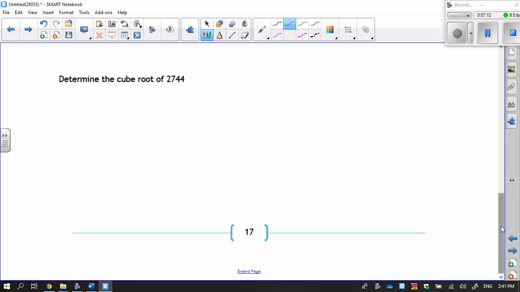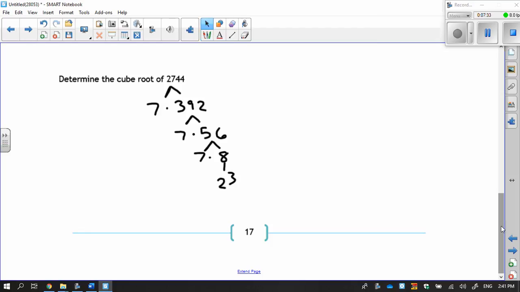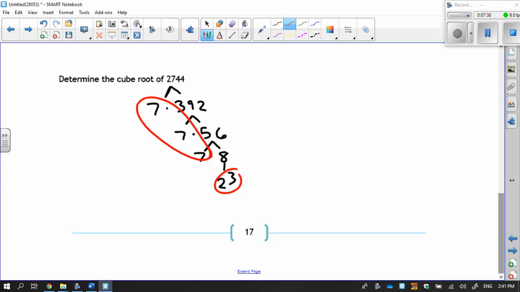Pause the video. Try this one for yourself. So 2,744 breaks down to 7 and 392, 7 and 56, 7 and 8, which is 2 cubed. So circle, circle. The cube root of 2,744 is equal to 7 multiplied by 2, which is equal to 14.